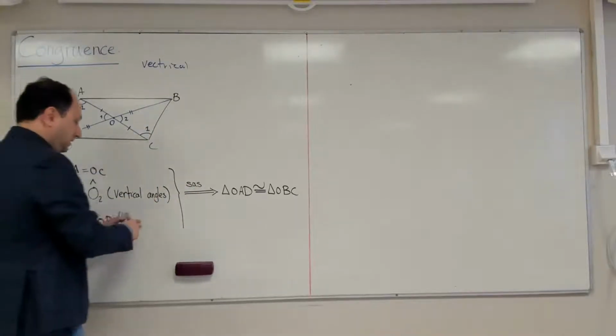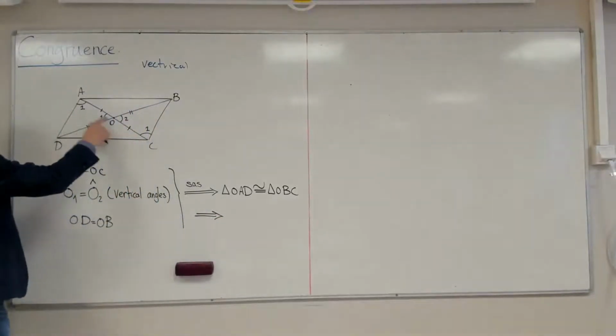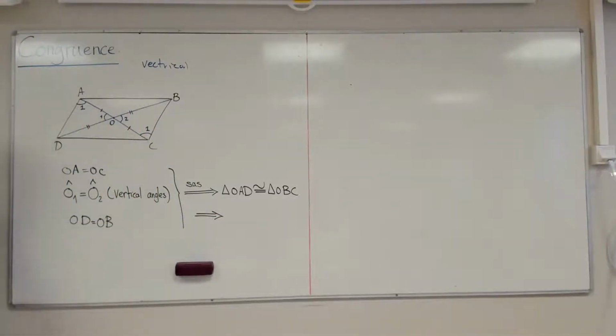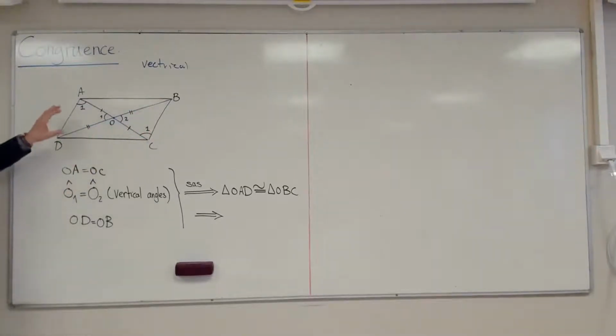From here, what can I conclude about the sizes of these two angles? Can you tell me? If this triangle is congruent to this triangle, it means that all pieces of one of them are equal to the corresponding pieces of the other one.